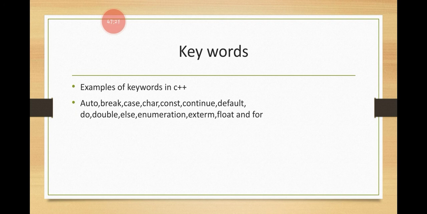We have a lot of keywords. For example, in C++, we have keywords like auto, break, case, char, const, continue, default, do, double, else, enum, extern, float, for, goto, void, sizeof, static, while, switch, register, return, signed, and a lot more, union. So you cannot name a variable using a keyword or reserved word.